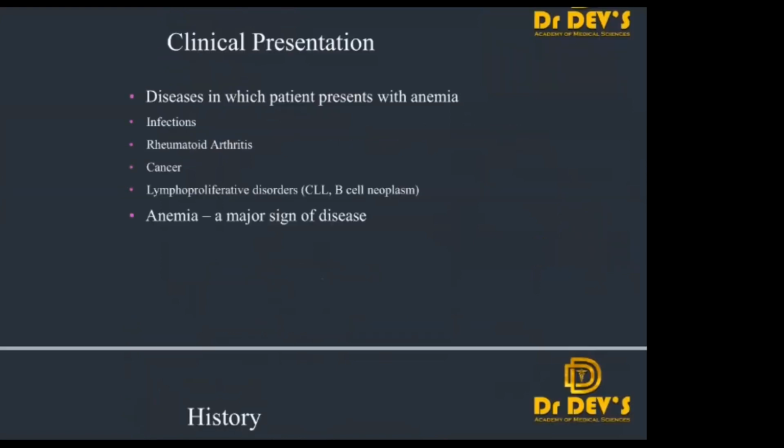What are the causes of anemia? The most common cause of anemia in India is nutritional anemia, that is iron, folic acid, and vitamin B12 deficiency. Other causes are infection, rheumatoid arthritis, cancer, and lymphoproliferative disorders.